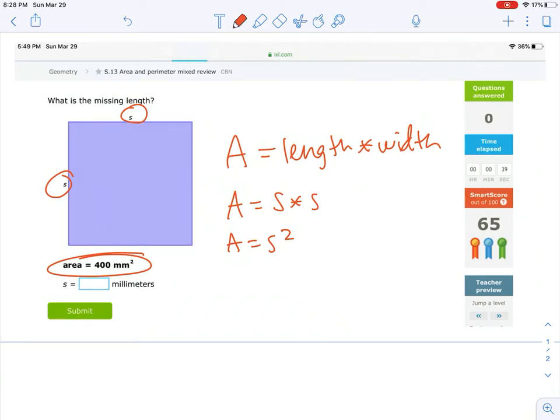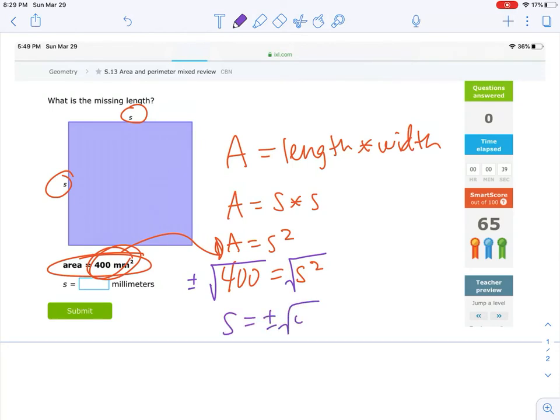Well, we don't know s, but we do know area. Area is 400. We're going to plug that in for A. 400 equals s squared. So to solve for s, remember to undo a square, we take the square root. So I take the square root of both sides. When I do that, I need a plus or minus in front of my square root side answer. So I'm going to switch this around. S equals plus or minus the square root of 400.